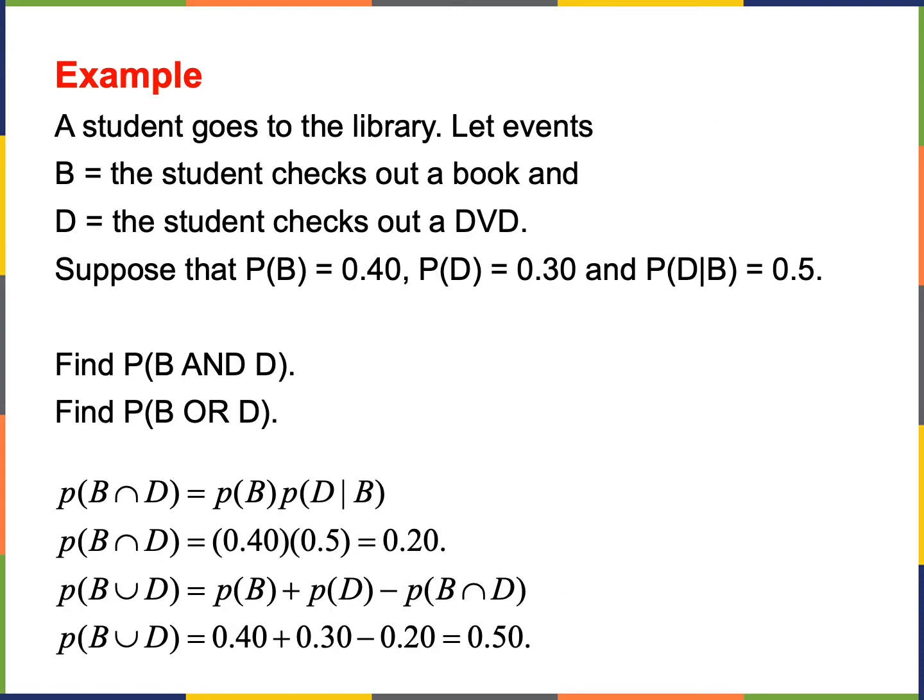All right, let's do another example. Let's say a student goes to the library and the events are B, the student checks out a book, and D, the student checks out a DVD. What are those? Those are the round things that movies come in.